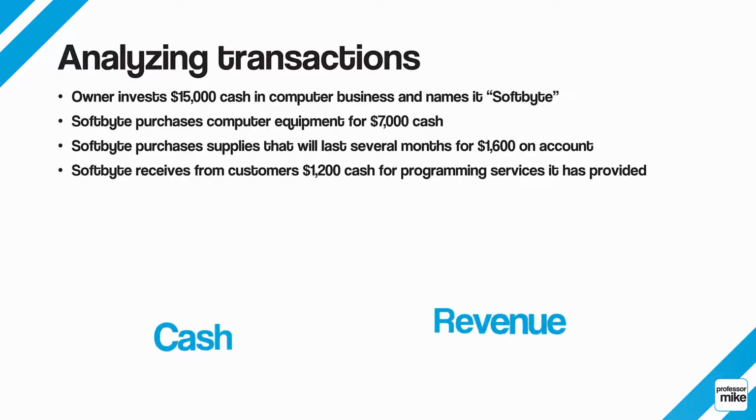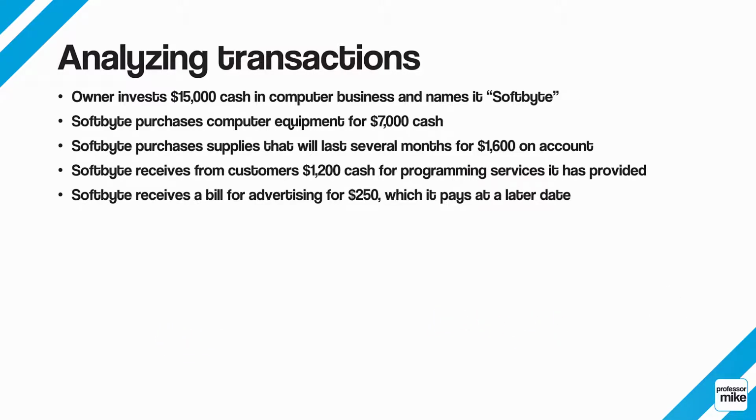We want to earn revenue so we can make a profit. So we've got cash being affected. Is cash going up or down? It's going up because we've received cash. And revenue. Is revenue going up or down? Revenue's going up. It's an equity account, so equity's going up as well.